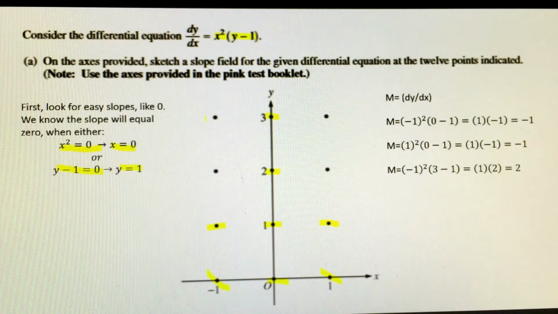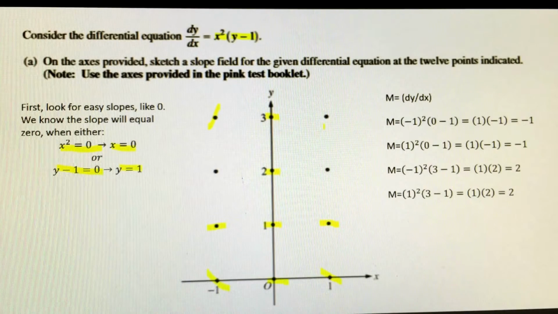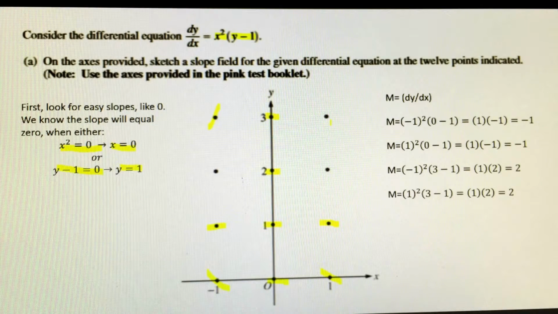Now for our next coordinate, negative 1 comma 3, we're going to do the exact same thing and put those coordinates right into that slope equation. We get negative 1 squared times (3 minus 1) equals 1 times 2, which indicates a positive 2 slope, and we're going to draw that in. Then we do the exact same thing again with our coordinates 1 comma 3. Plug those coordinates into that slope equation, and we get 1 squared times (3 minus 1) equals 1 times 2, which equals a positive 2 slope.